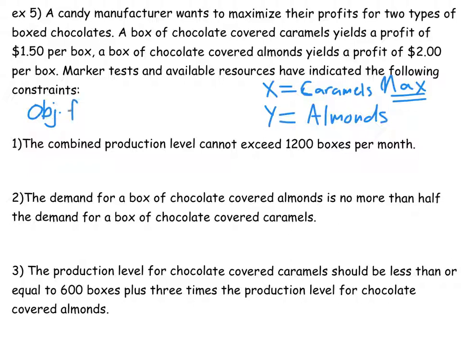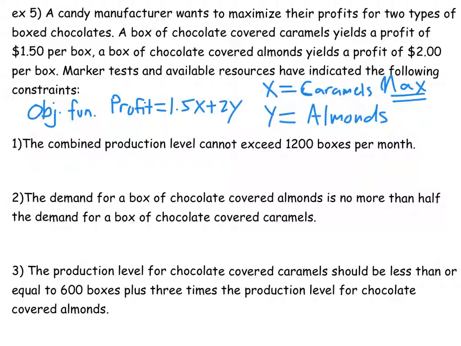Okay, so the objective function that I want to maximize is profit, and each box of caramels gives us $1.50. Each box of almonds gives us $2. Okay? So here's where we get to writing these inequalities that we call constraints.